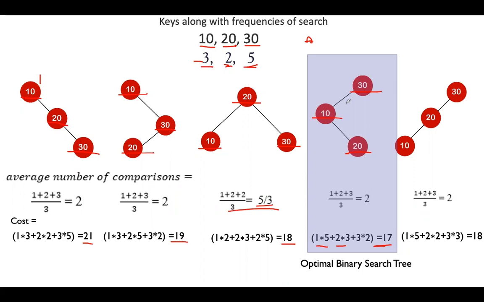An optimal binary search tree is nothing but arranging the keys in binary tree format such that its resulting searching cost is minimal. When the frequencies of search are given for the keys, and we construct a binary search tree with minimal cost, that kind of tree we call an optimal binary search tree. So this is the optimal binary search tree for these particular keys.